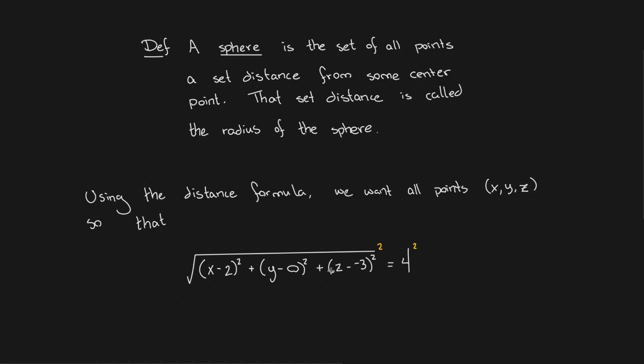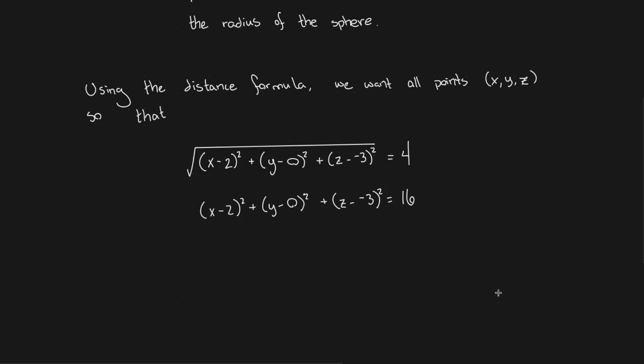And I should clarify, it's not because both sides are already positive, it's because what's inside the square root is positive. So if I get rid of the square root by squaring it, I'm not losing any sign information here. So if I square both sides, I get x minus 2 squared plus y minus 0 squared plus z minus negative 3 squared. And then on the right side, 4 squared is 16.